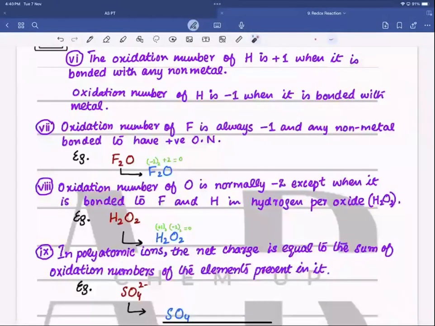Yes, clear. So if fluorine is -1 here, and there are two fluorines and the net charge is 0, that means the oxidation number of oxygen must be +2. Otherwise, you don't get the 0 charge. Is it clear now? Yes. Okay.